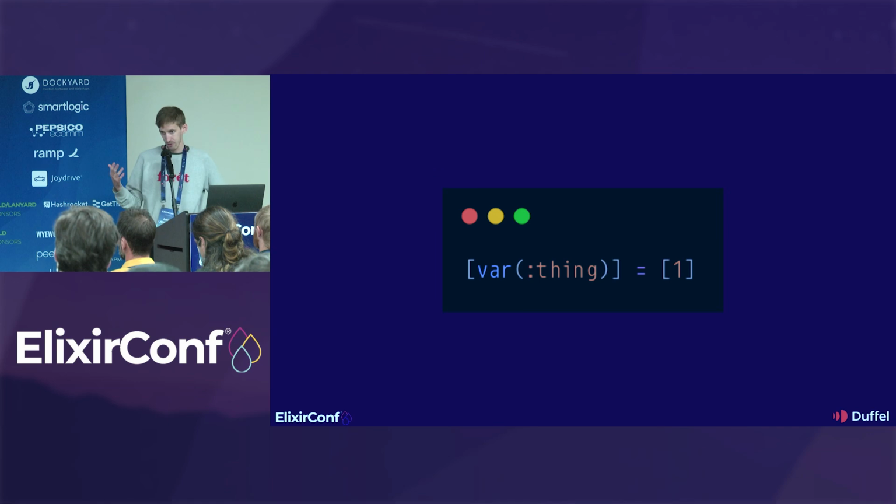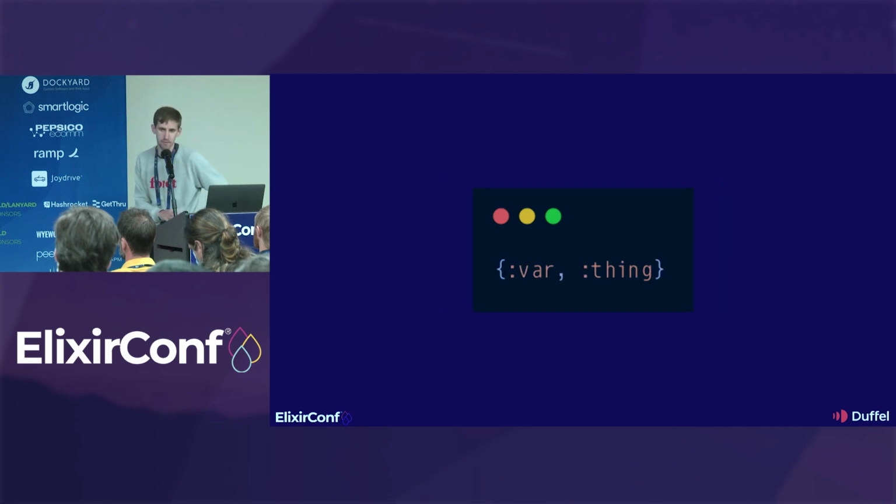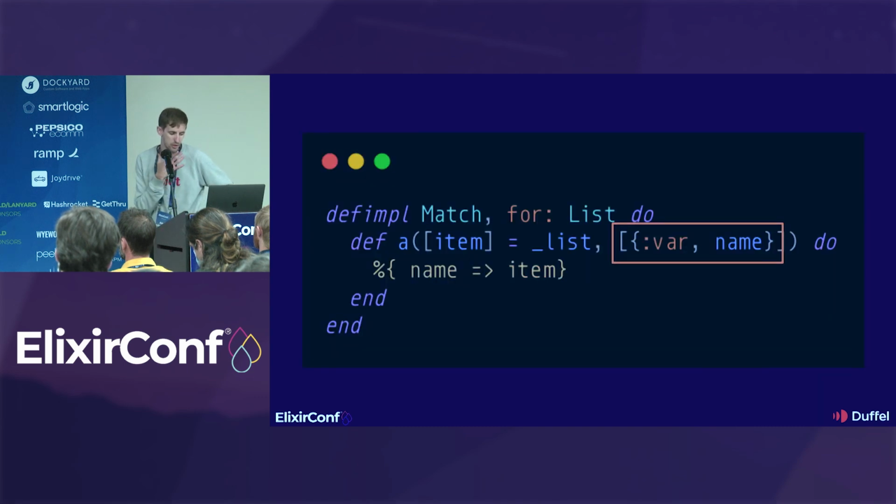So to actually do a simple implementation then, this var function that we saw earlier in our pattern syntax returns something that looks like this, okay? And that means then, in our pattern match implementation of the protocol, this is a case where the data you're matching on is a list of one item, okay?